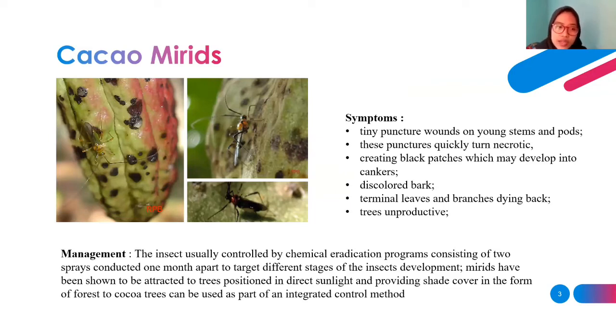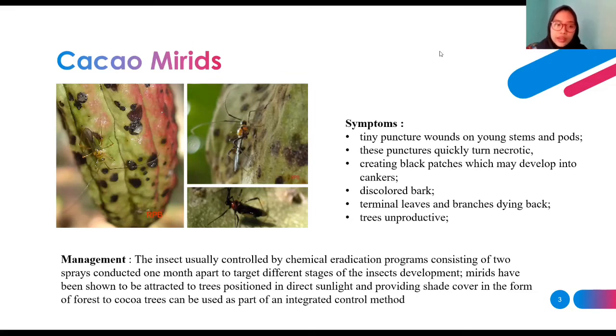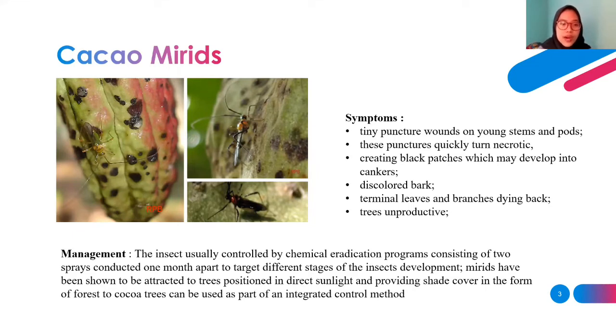And the management of these cacao mirids: the insect is usually controlled by chemical eradication programs consisting of 2 sprays conducted 1 month apart to target different stages of the insect's development. Mirids have been shown to be attracted to trees positioned in direct sunlight, and providing shade cover in the form of forest to cacao trees can be used as a part of an integrated control method.